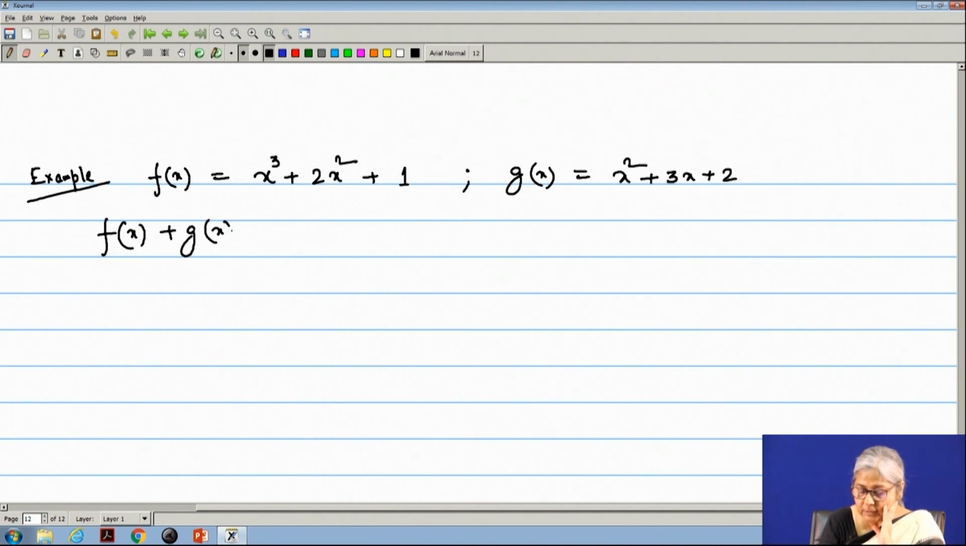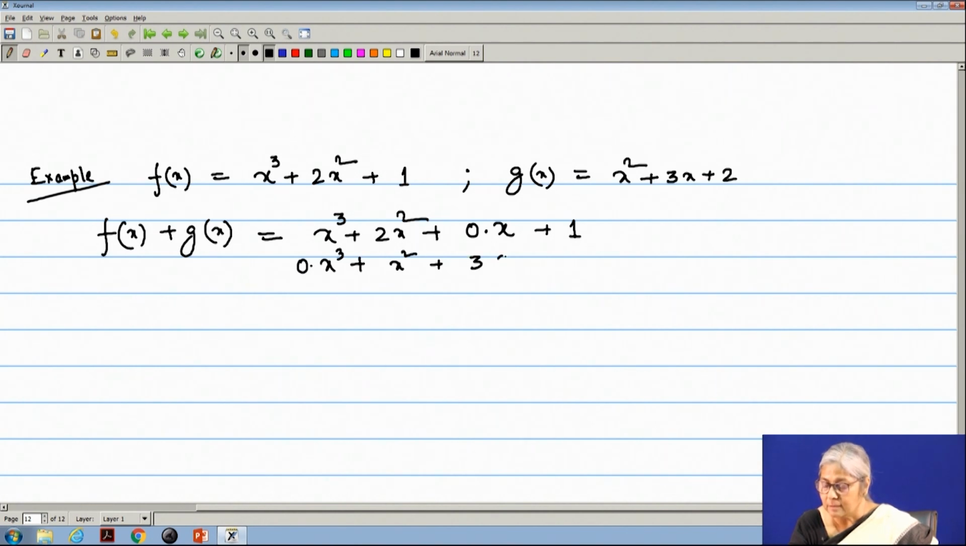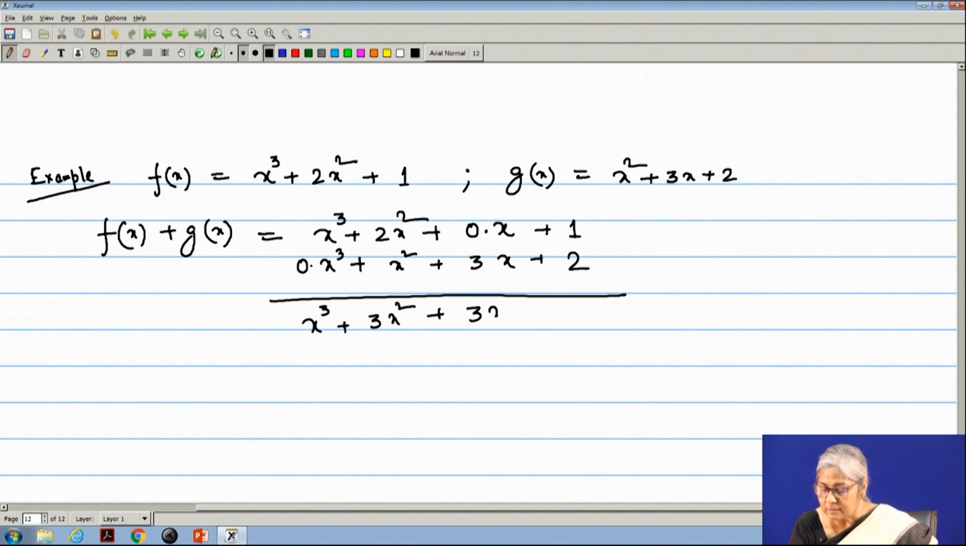Now, what will be my f(x) plus g(x)? See, f(x) plus g(x), I can write, if I consider all the terms, x to the power 3 plus 2x square plus, since it does not have any x to the power 1 term, I write 0 into x plus 1. And g(x), if I add, g(x) does not have any x to the power 3 term, so its coefficient should be 0, then x square, then 3x, then 2. So, if I add, I will be getting x cube, then 3x square plus 3x plus 3.